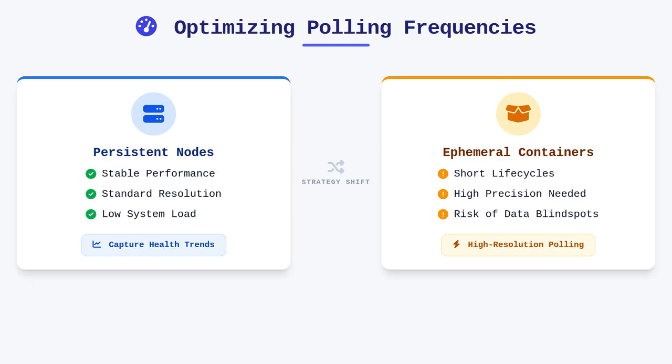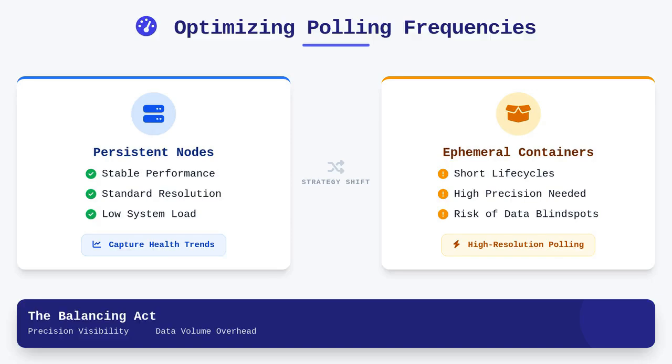However, increasing the resolution for ephemeral environments across a massive cluster can lead to an explosion in data volume, which introduces performance overhead. You must balance the need for high-precision visibility for container restarts and performance spikes against the platform's capacity to ingest and store this high-cardinality metadata.